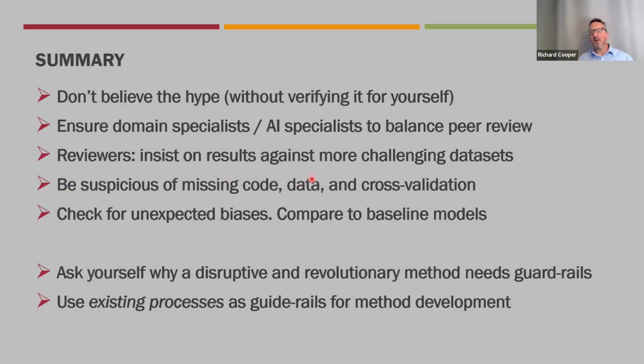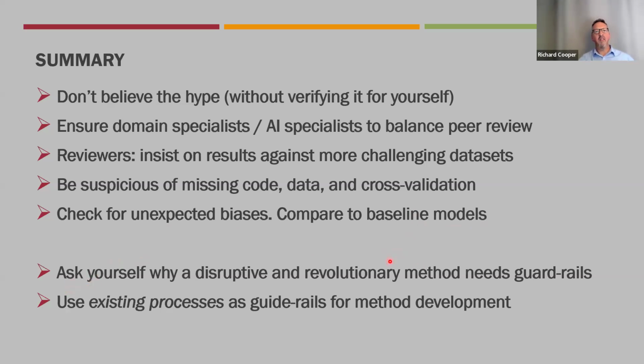Be suspicious if the code's not there, or the data's not there, or cross-validation has not been done. Check your data for unexpected biases. It's very difficult to define what unexpected is, but it sort of comes with experience, and I've showed you some examples of unexpected things that can happen. And always compare to baseline models. So if something is revolutionary, how does it perform compared to what already exists in the literature? We saw that Posebusters paper as a classic example of that.